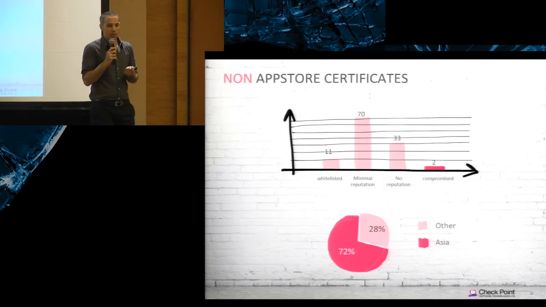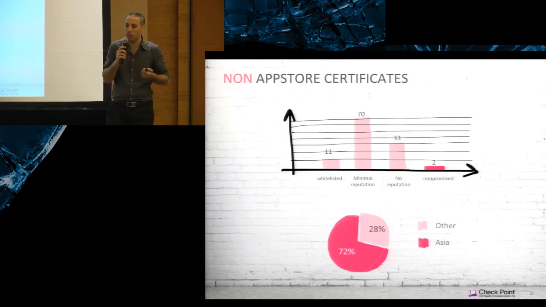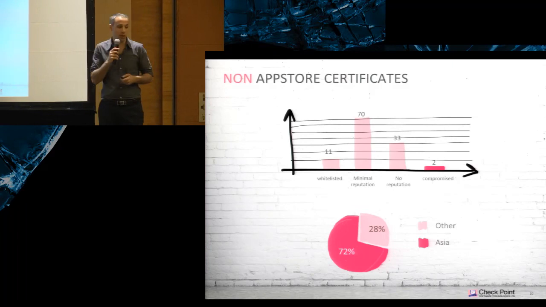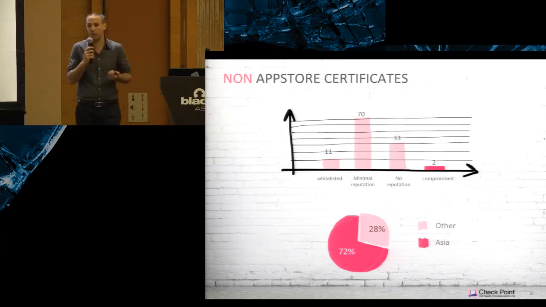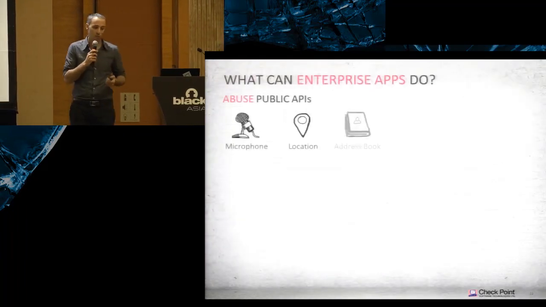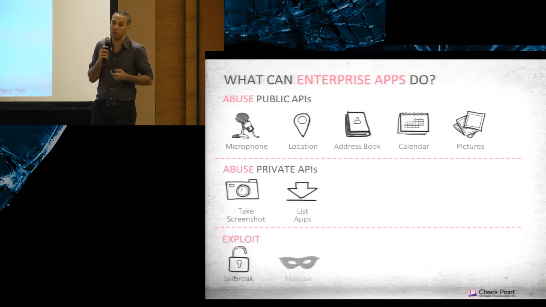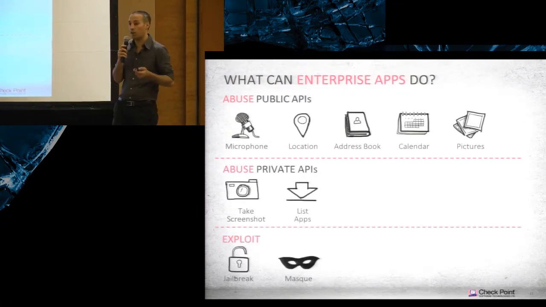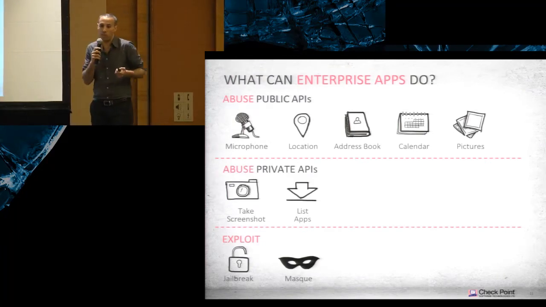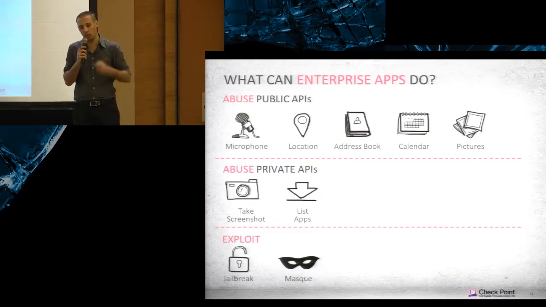So the next question that I think you should ask yourselves is, why should I care? Why should I care that someone will install an enterprise certificate? As I see, most of them are not really malicious. So let's see what an enterprise certificate application can do. An enterprise application can abuse public APIs. It can use all the public APIs from iOS. It can use the calendar, the contacts, the microphone, the camera. And for example, it can collect all of this information and send it to a server in the cloud.